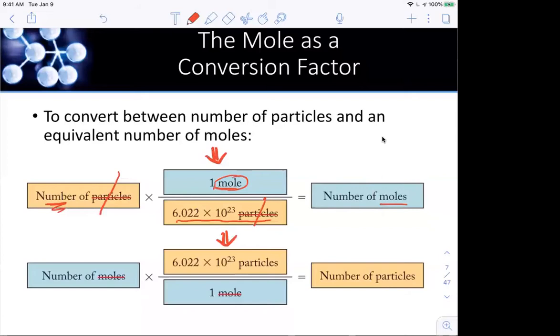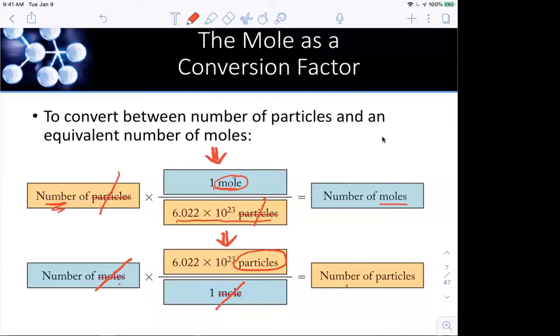If I want to convert from moles to number of particles, I'm going to use this version where my moles is going to cancel out and I'm left with number of particles in this particular conversion. Now, do you see why I want to use conversion factors? If I can use the conversion factors and use these decimal forms of those equivalency statements, I can follow the units to make sure that I'm doing it correctly.